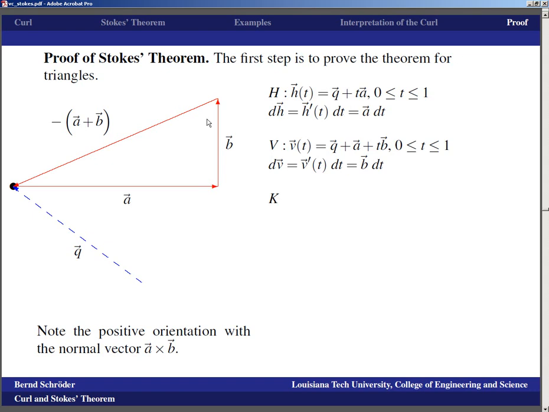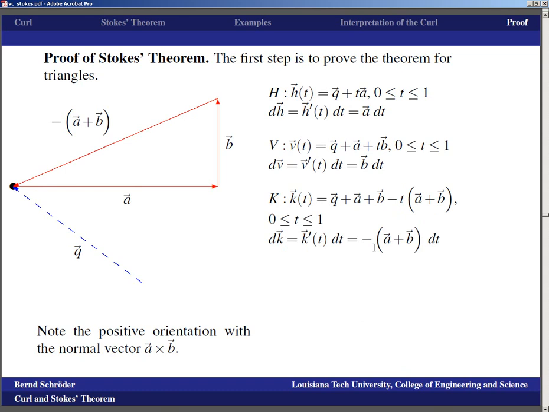And if we're looking at the third segment, this segment k here, that has a parameterization k of t being q plus a plus b, because that's where we start, minus t times a plus b, because that is what we are traveling back to get back to q. T again goes from 0 to 1, and dk then is k prime of t dt, and k prime, if you differentiate all of this with respect to t, you just end up with negative a plus b, and then here we have the dt that is from here, of course.